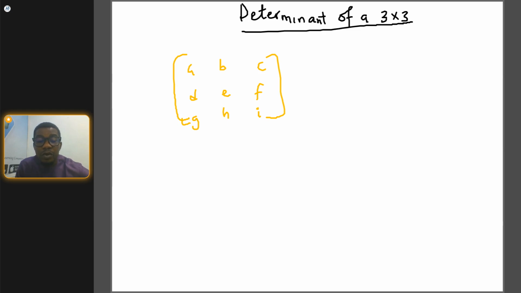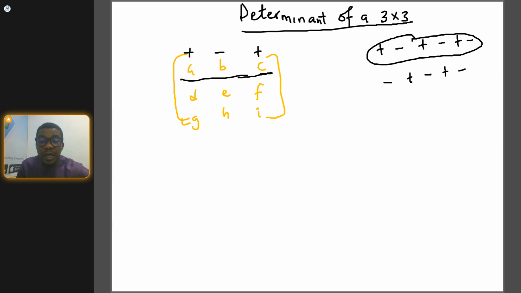You first need to give a sign to the first row. This is the first row. So give a sign to it: plus, alternate it to minus, then plus. So the signs start with plus, minus, plus, or you might decide to have your own as minus, plus, minus. So these signs are what we are going to use in solving for the determinant.